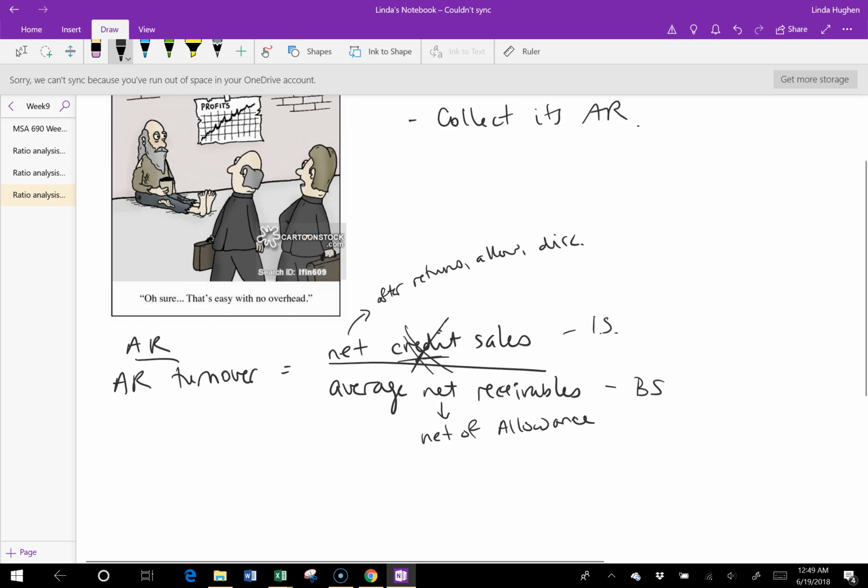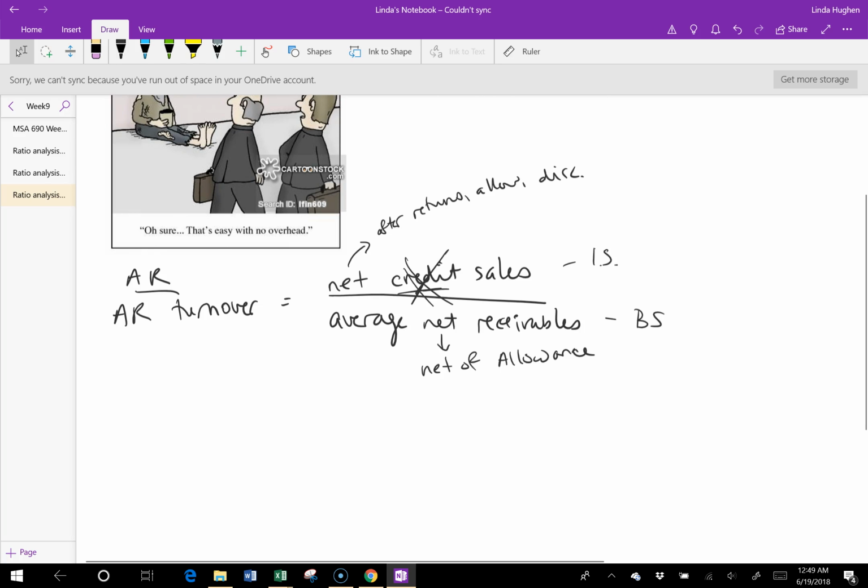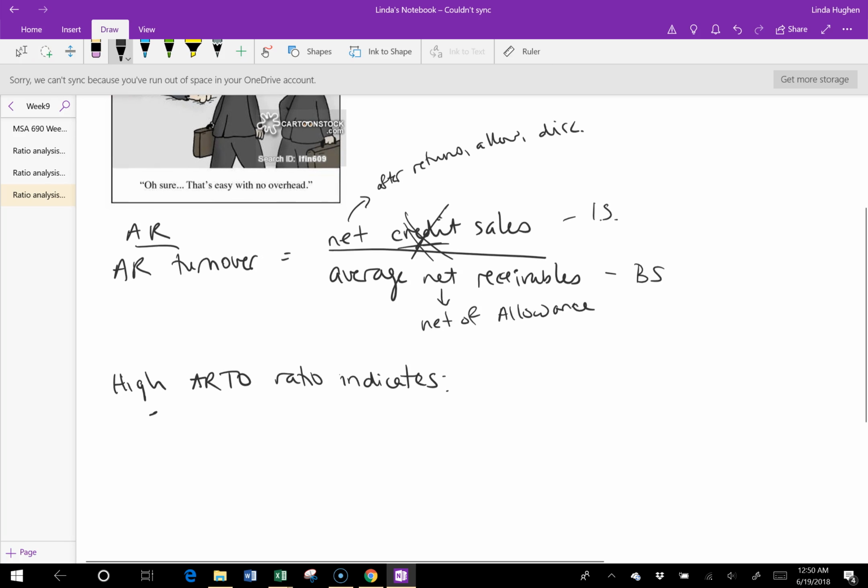Accounts receivable turnover measures the quality of accounts receivable. Lower quality receivables are less likely to be collected. A high accounts receivable turnover ratio can indicate one or more of a variety of factors. Ideally, it represents high-quality receivables. In other words, strong collections. Our customers that we sell to on credit have a strong ability to pay.